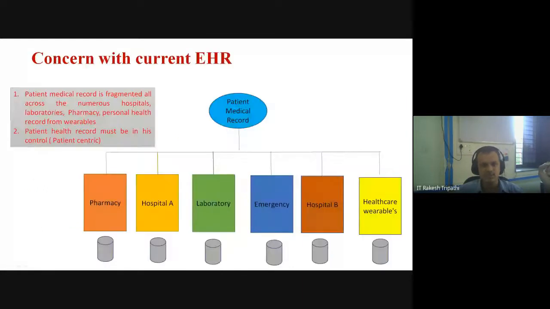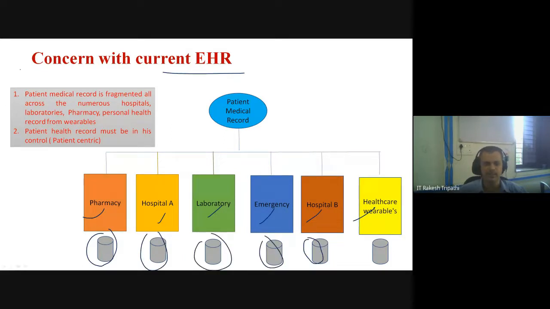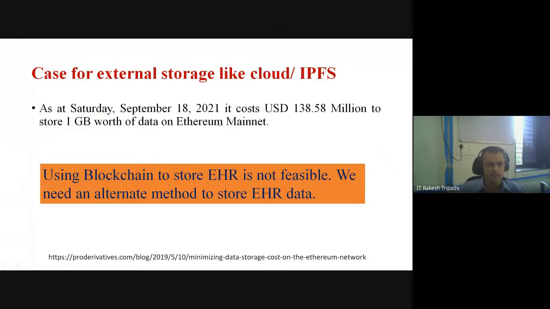Let us take a use case example. So current EHR solution is pharmacy, hospital, laboratory, emergency. They have their own database. Okay, and the data is fragmented. So how can I give permission using blockchain? See, we require an external storage. I cannot keep all my EHR onto blockchain.